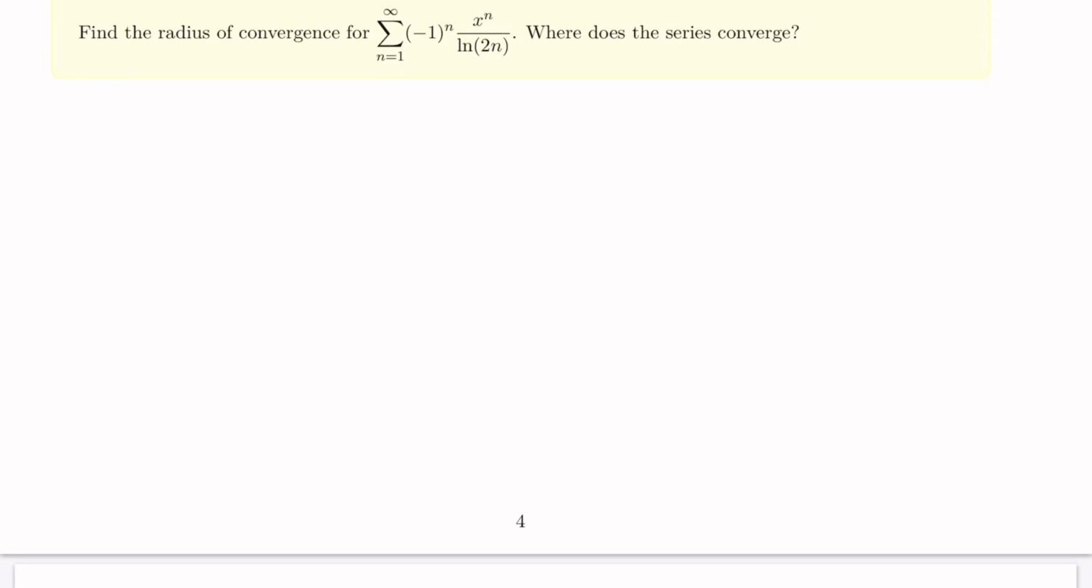Let's look at the first example. We need to find the radius of convergence for this series, and also we need to know where exactly this series converges, which means we also need to find the interval of convergence. So this is exactly the same as asking you to find the interval of convergence.